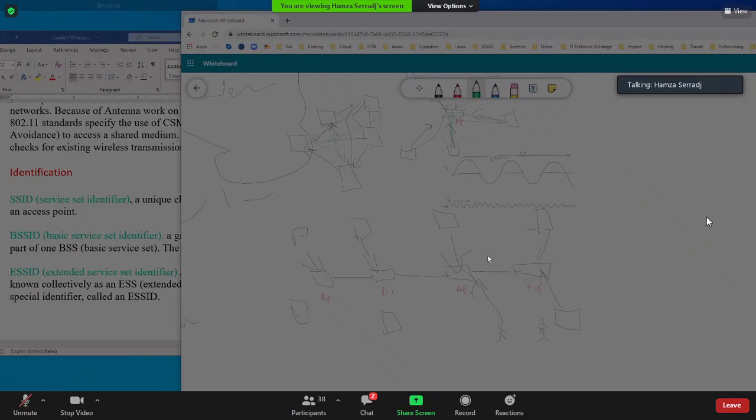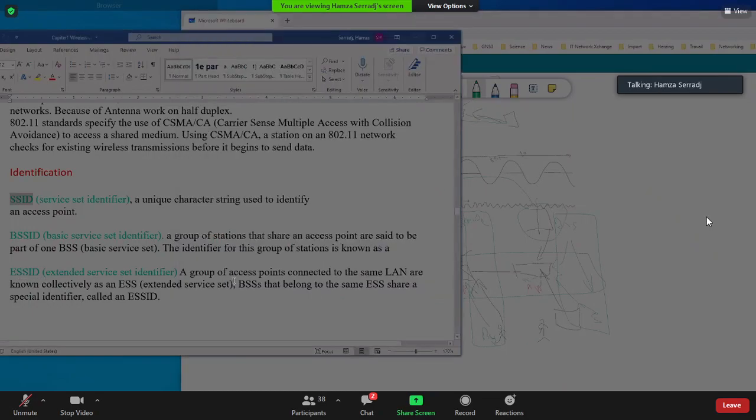They will share the same name, called for example Herzing Wi-Fi in the school. And those guys, their BSSID, will be exactly the same because they are sharing the same access point. Those ones will have another BSSID, BSSID 2 here, because they are on a different access point. So they will be identified with their own BSSID. Now, the ESSID is something that is shared everywhere in the mesh. So this one will know that it is in the same mesh as this one because they have the same ESSID, right? A group of access points connected to the same LAN are known collectively as an ESS, extended service set.